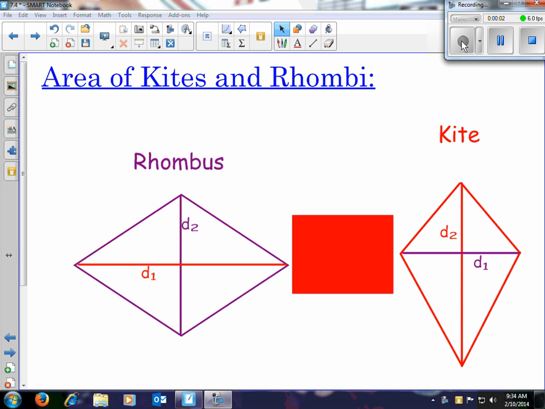Alright guys, welcome to section 7.4 part B. We are going to be doing areas of kites and rhombuses. My airliner will not work, so I apologize for having everything typed and me not writing.